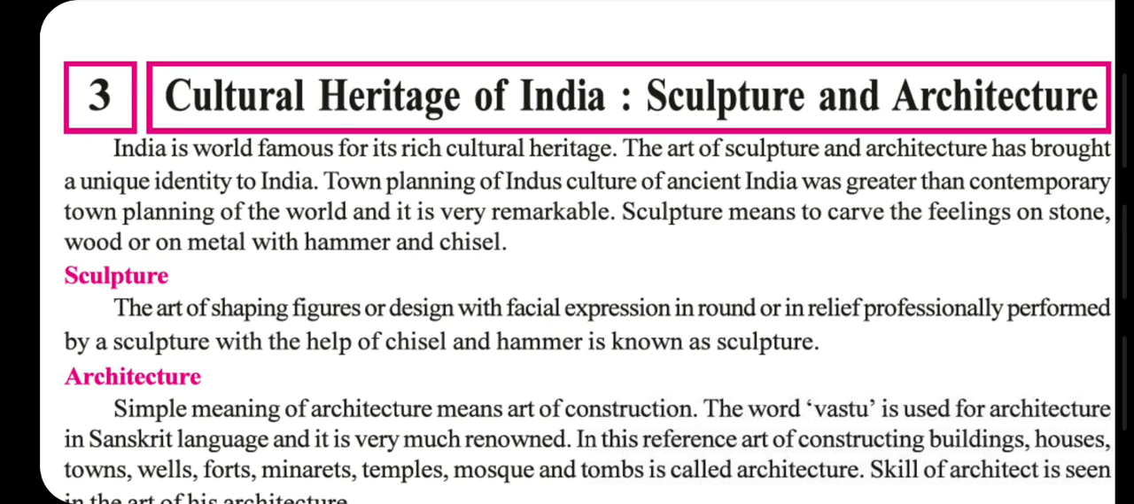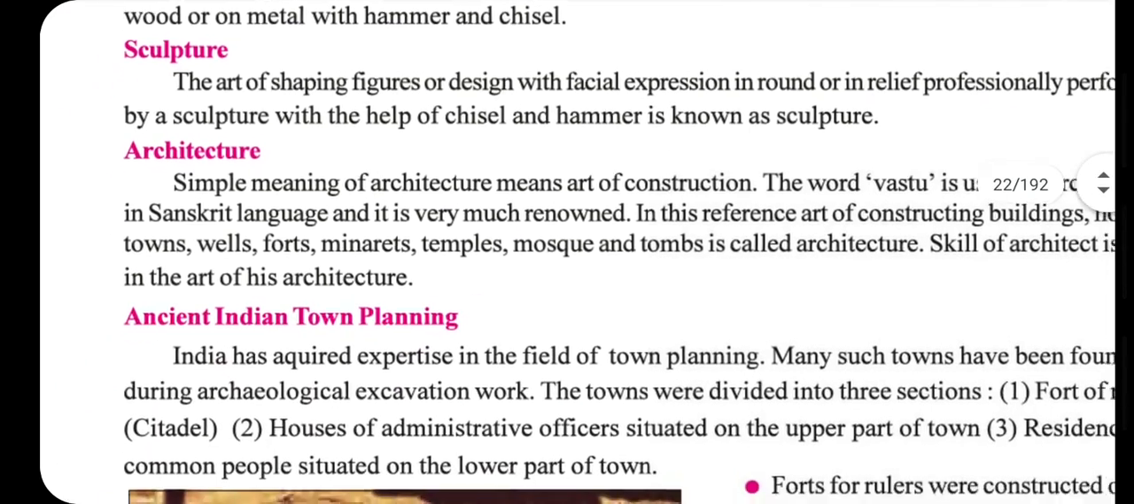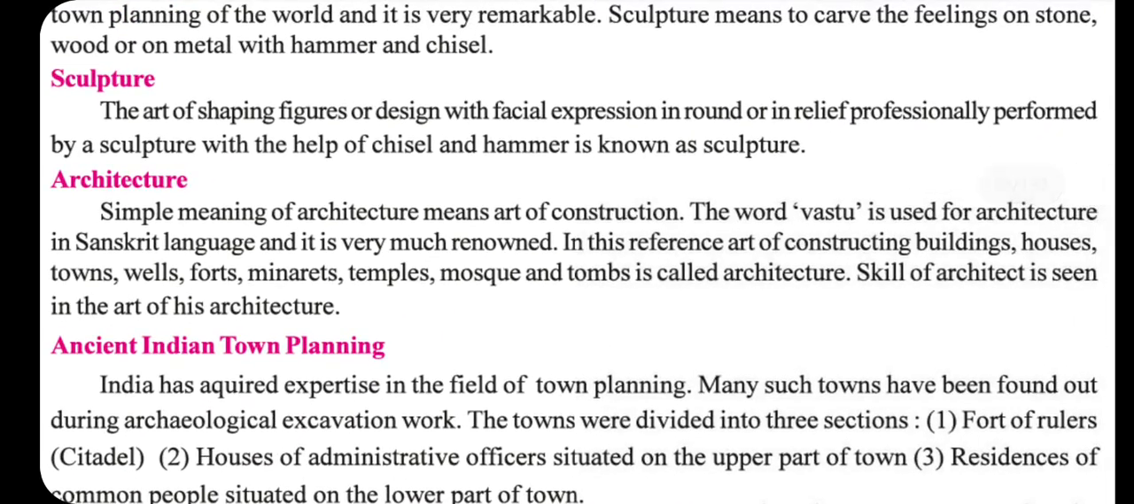Cultural heritage of India, as we have seen the dances, the music, the various cultures. Now in this chapter we are going to see the sculpture and architecture of India. The simple meaning of architecture is the art of construction. The word vastu is used for architecture in the Sanskrit language. In reference to construction, buildings, houses, towns, temples, etc., everything is included in architecture.